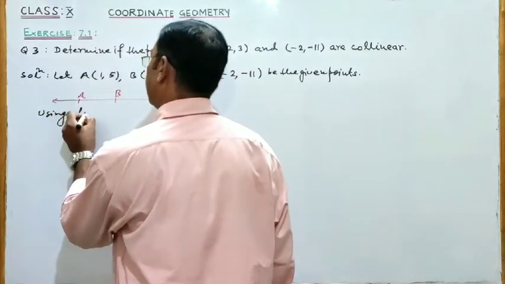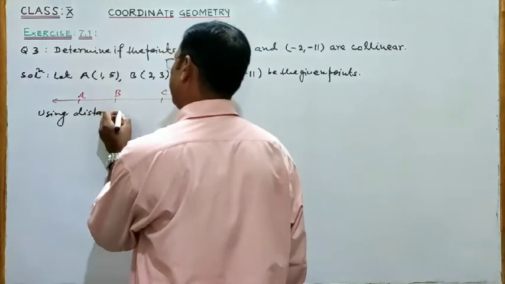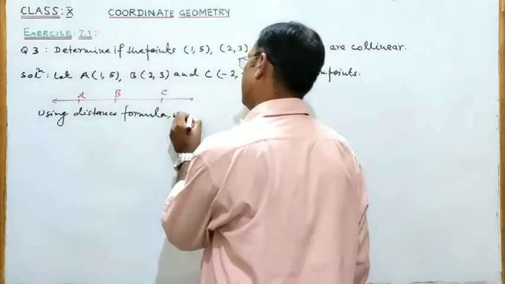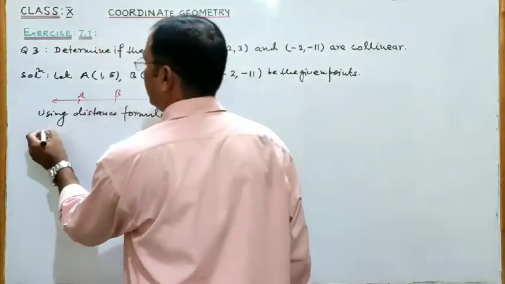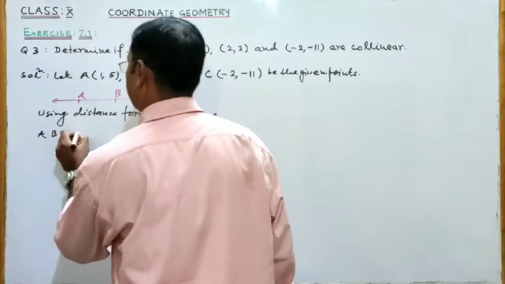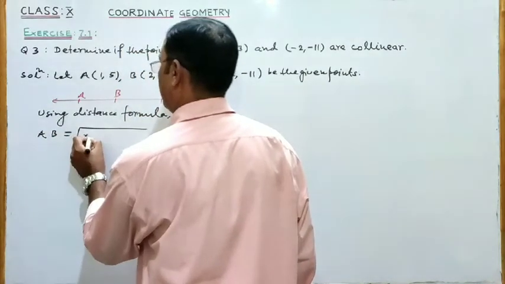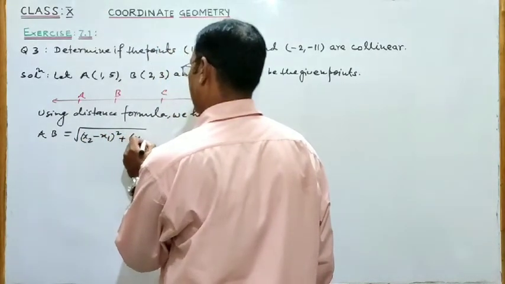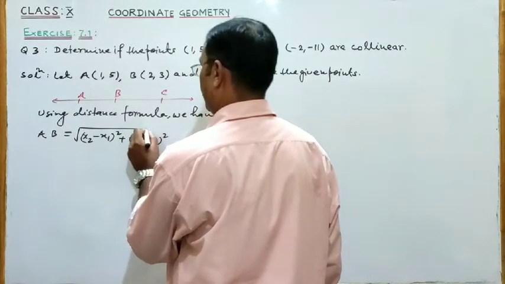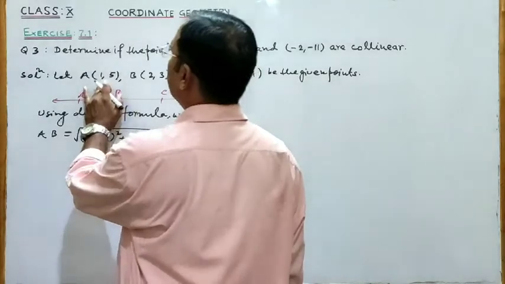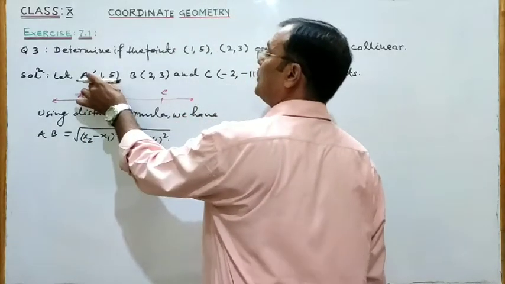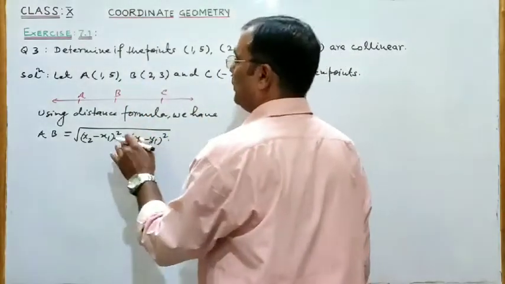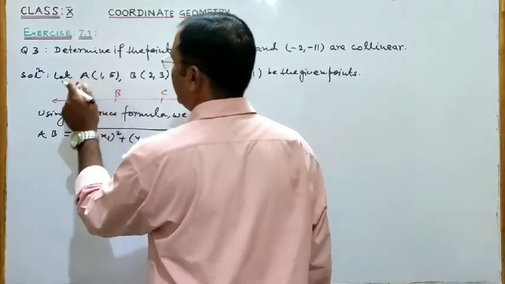So using distance formula, let us first find distance AB. It is the square root of (x2 minus x1) whole square plus (y2 minus y1) whole square. First point is A (1, 5), so let it be x1, y1. Second point is B (2, 3), so let it be x2, y2. So 2 is x2, 1 is x1.